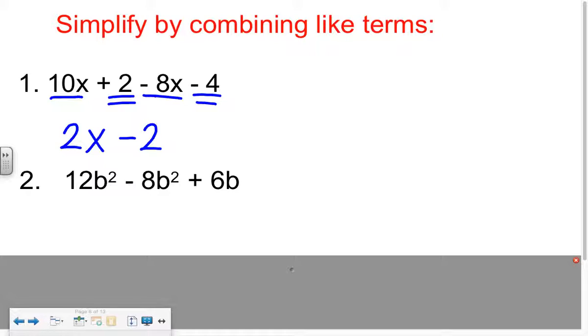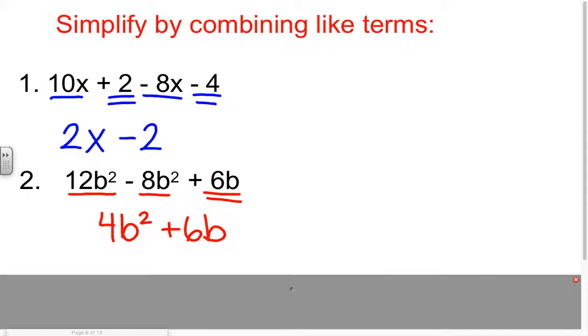12b squared minus 8b squared plus 6b. Write this one down and simplify. 12b squared minus 8b squared is 4b squared, and then plus 6b.